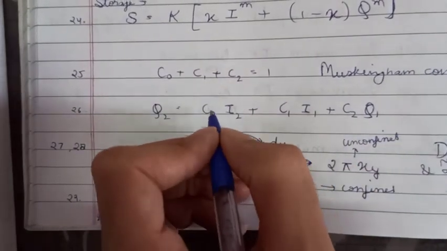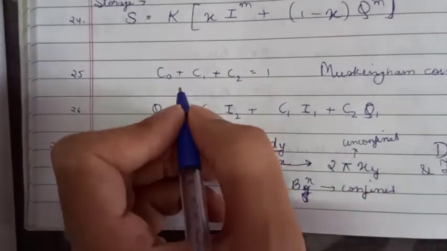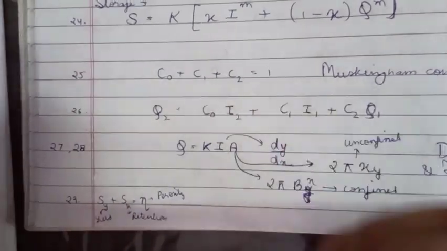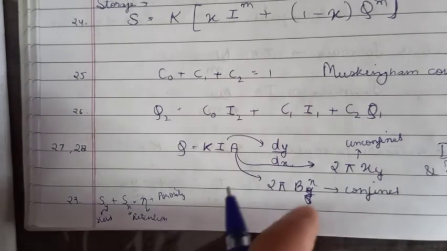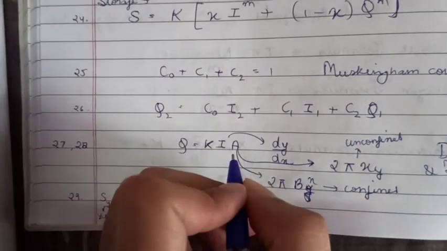Now, these constants C0, C1 and C2 sum up to be 1. These are known as Muskingum's constants, and you only need to remember that the sum of these constants is 1. Now Q is equal to KIA.